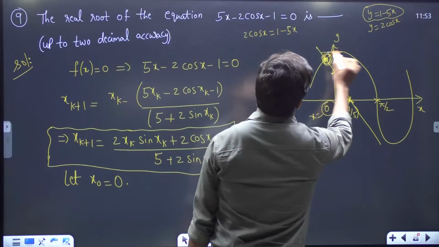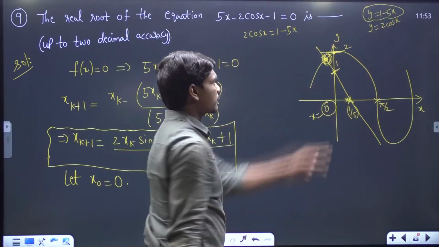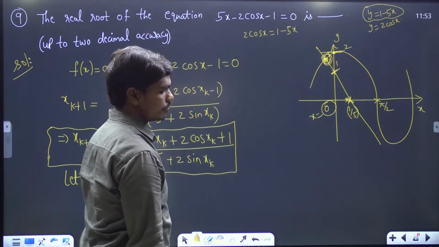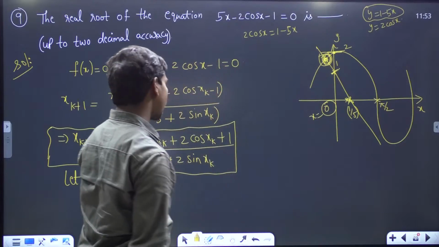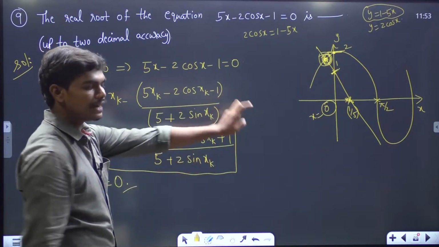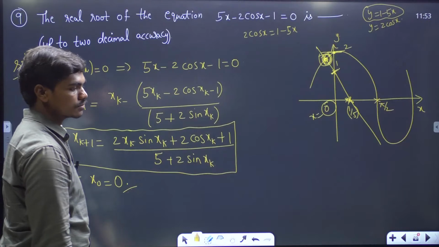Yes, this value is 2 because the maximum value of cos x is 1, so this is 2. But it can decline like this again, correct? There can be a point of intersection of this line and this curve. So we will find that using a calculator. Take the initial guess x naught equal to 0. If you don't have any idea of graphs, you can make some random guess. x naught is equal to 0 directly.